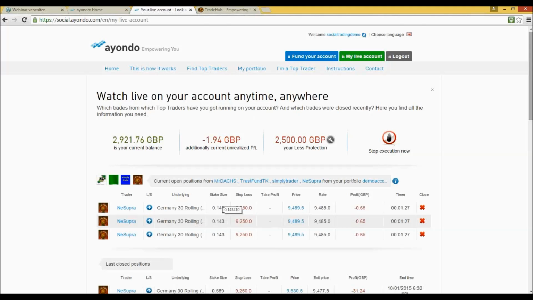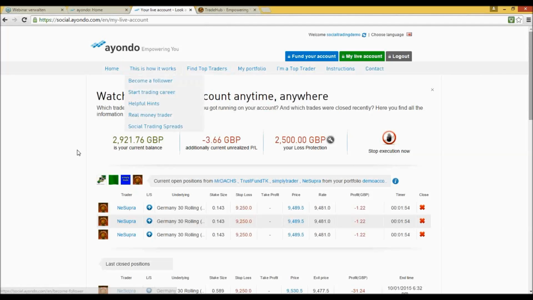So again, we saw the risk per trade. That risk per trade, as I mentioned, is based on the top trader's account balance. So if he takes a 1% risk on his account, you will also take a 1% risk on yours, but that would be based on your account balance, not his. So we can see the current trade has been open for a certain period of time.